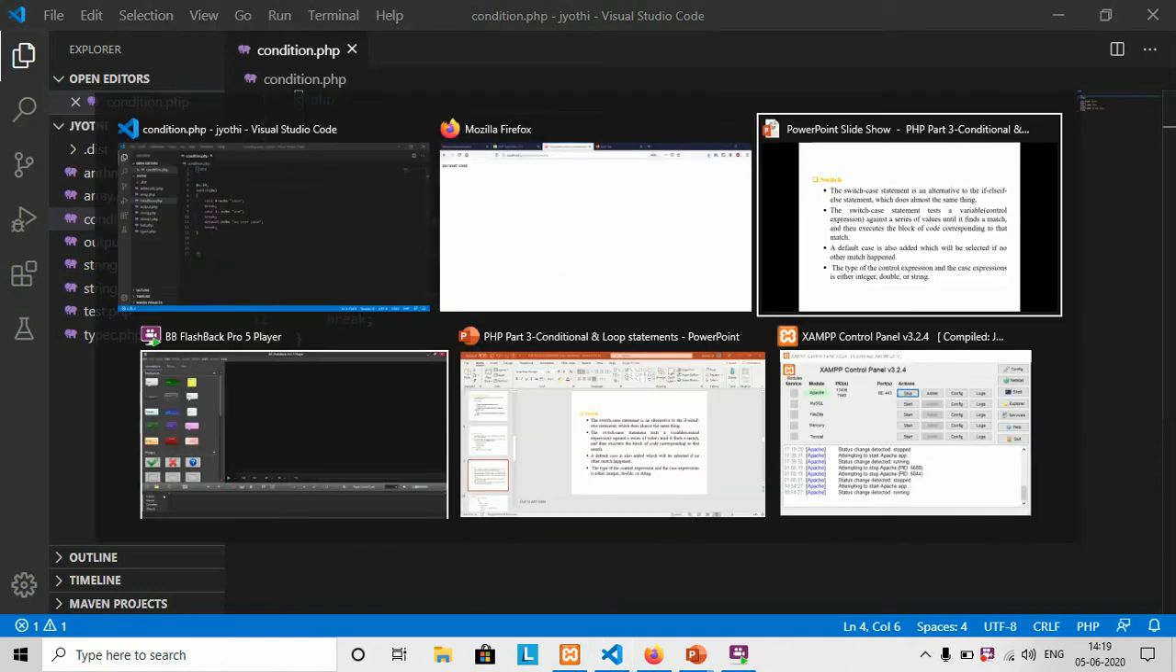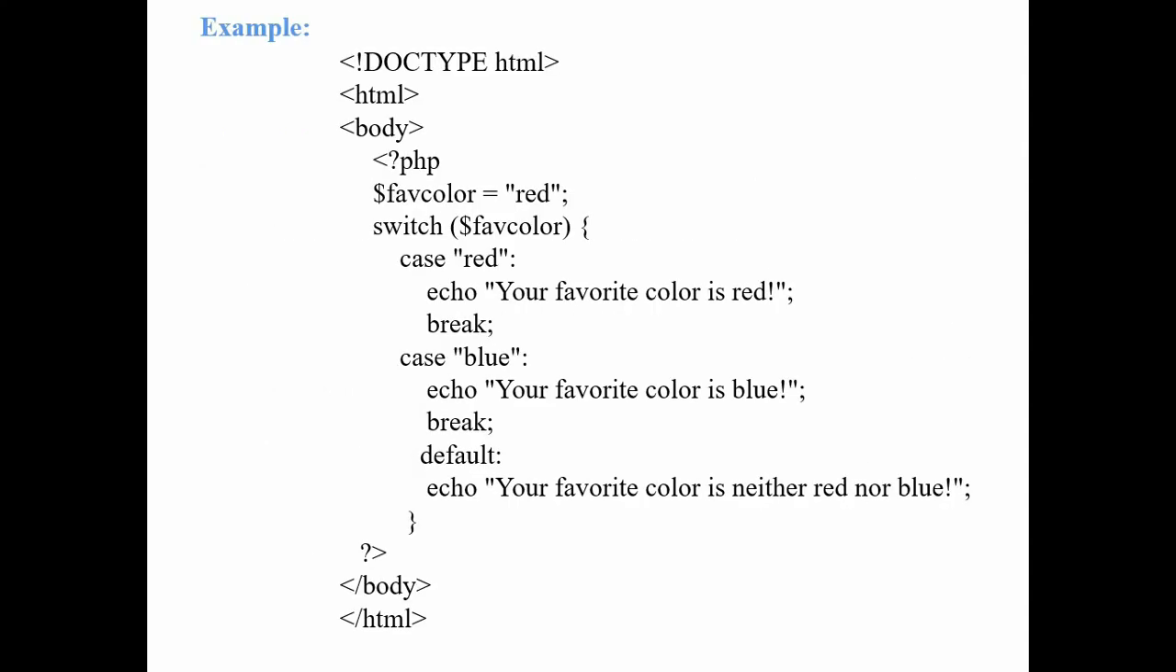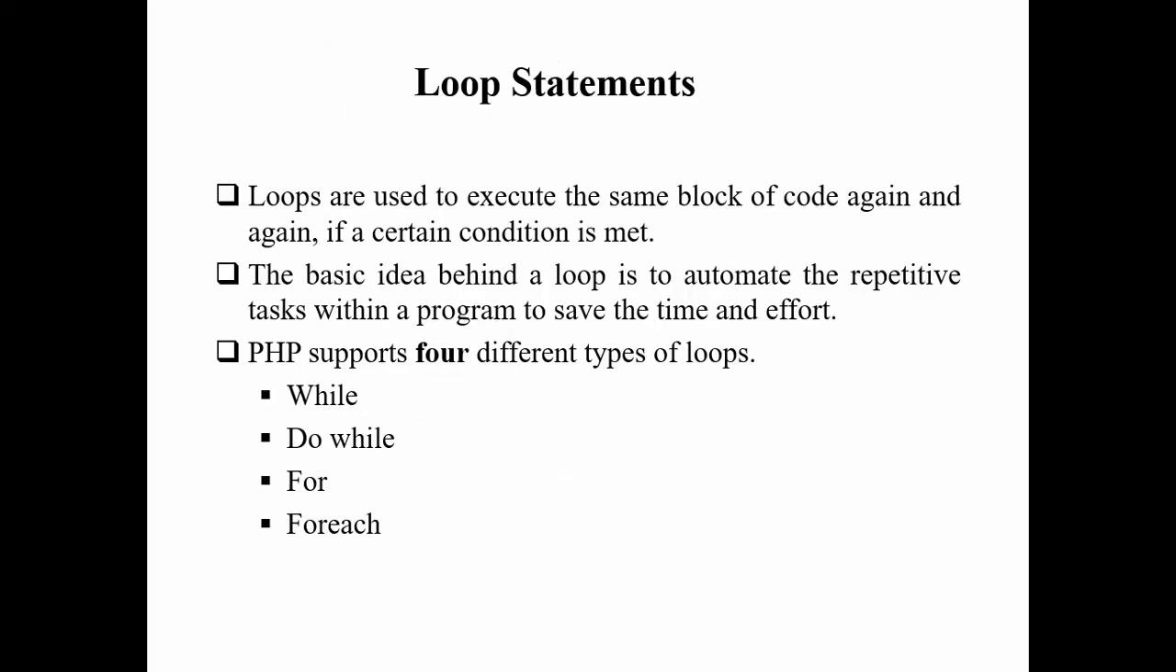And then moving to the presentation. These are some similar examples; you can also work with them. Okay, and now we are moving to the second type of statement, that is known as the loop statement. Loops are used to execute the same block of code again and again if a certain condition is met.